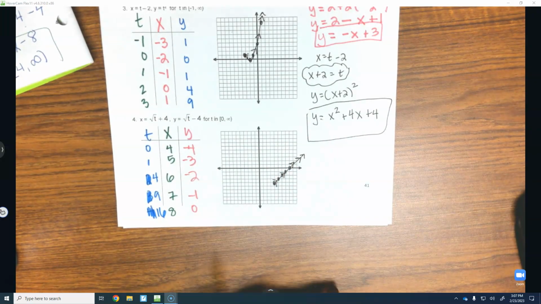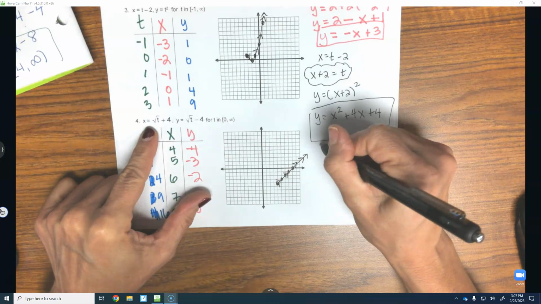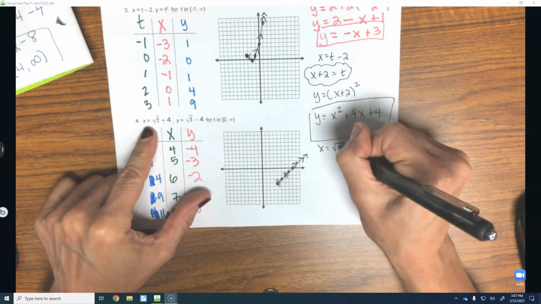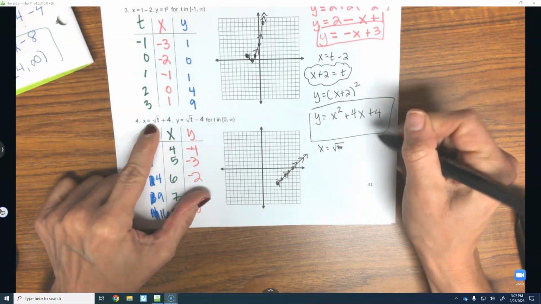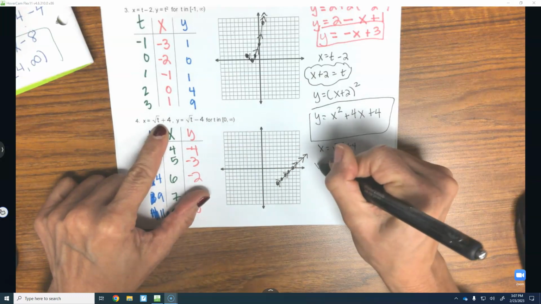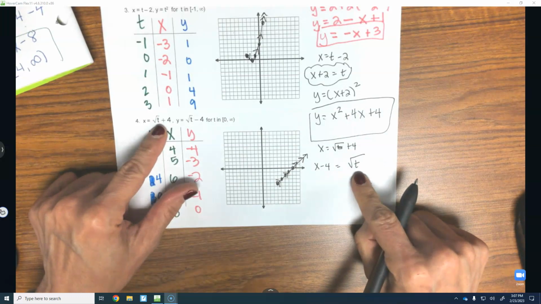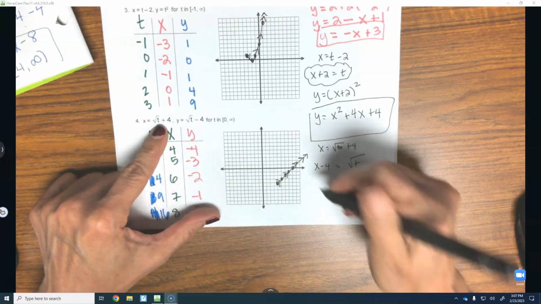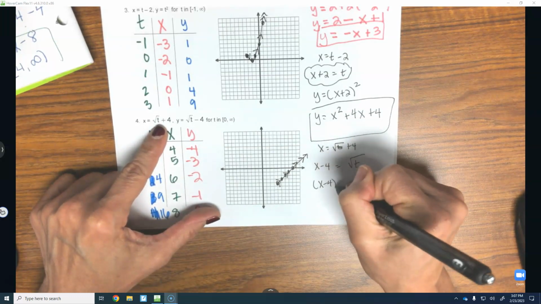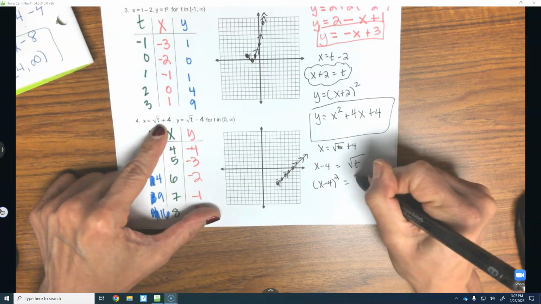All we're going to do now is find the rectangular equation. So this is going to be x equals the root of t plus 4. Let's move the 4 over. And guys, remember, this is being rooted, so we're going to square both sides. So this is going to be x minus 4 squared equals t.